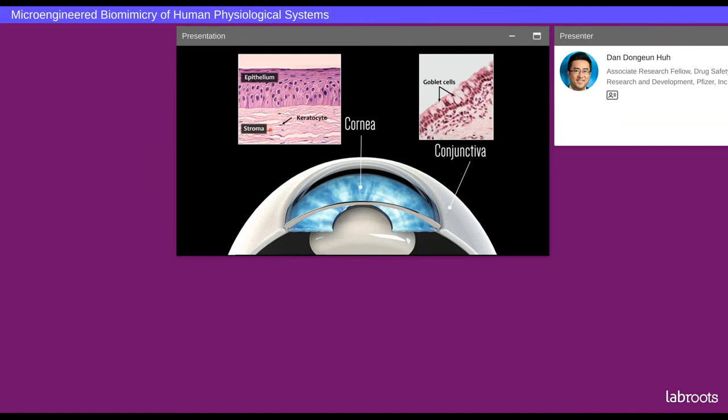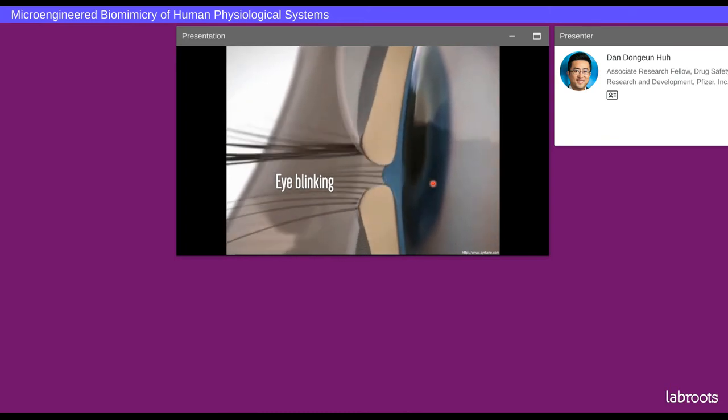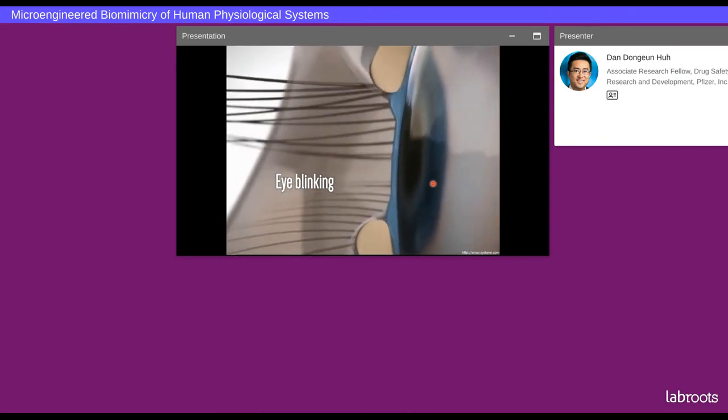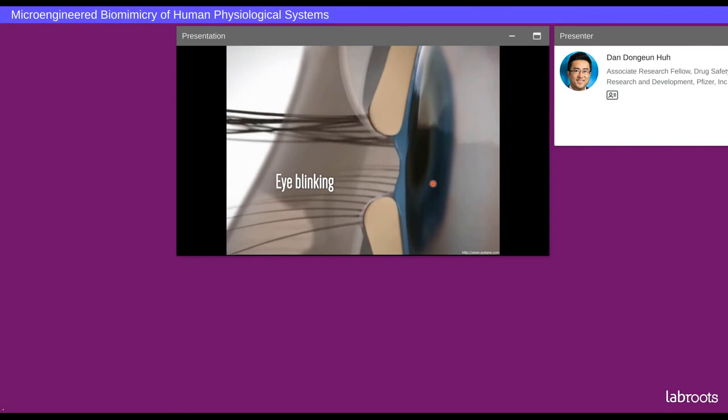And this epithelium is supported by this collagen-rich stroma that also contains cells called keratocytes. These are normally quiescent stromal cells that live in the stromal tissue. And the conjunctival tissue contains goblet cells that are responsible for producing mucus, which is one of the key components of tears.